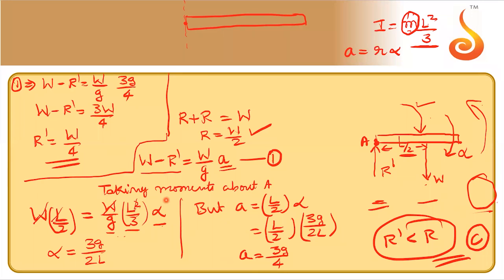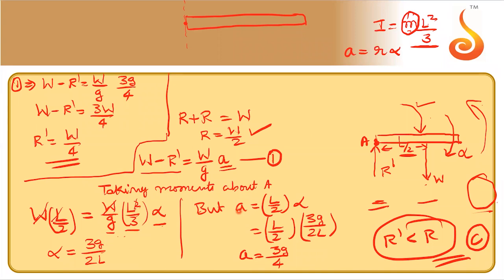So taking moments about A, what do we get? Moment due to W about A, W into L by 2, should be equal to moment of inertia into angular acceleration. Moment of inertia is M L square by 3. In place of M, I have substituted W by G. So the W's get cancelled, the L's get cancelled, and you'll get alpha equals 3G by 2L.